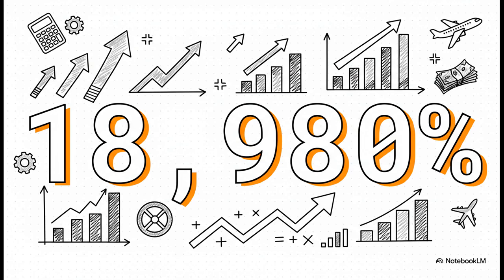Let's try it. So if we plunk in the numbers from that graph, we take the 2016 figure, subtract the 1980 figure to get the difference. Then we divide that by the original 1980 number, multiply by 100, and we get this absolutely mind-blowing number, 18,980% growth. Seriously, practice this calculation. It's easy marks if you know how.